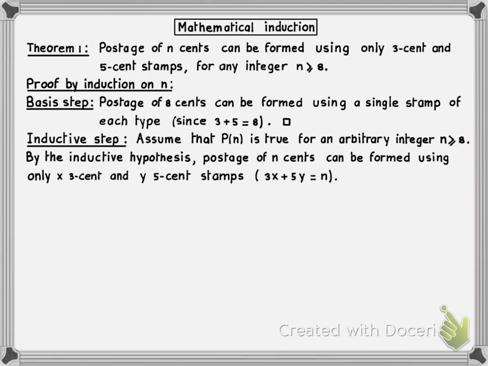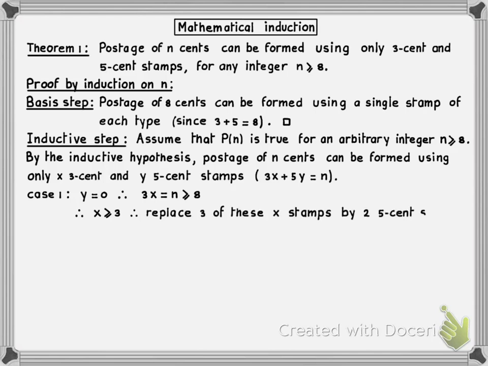So let's divide our proof into two cases. The first case is that y is equal to 0. In other words, we only use 3-cent stamps to form the postage n. Well, since n is greater than or equal to 8 and we only used 3-cent stamps, we must have used at least 3 of these stamps. So let's replace 3 of these x stamps by 2 5-cent stamps.